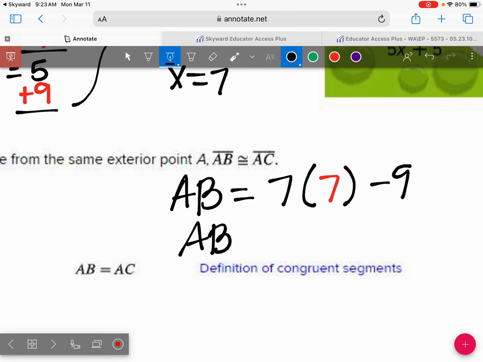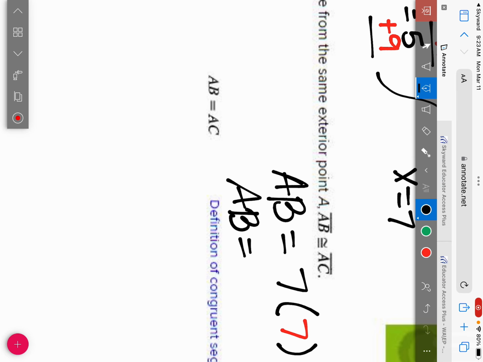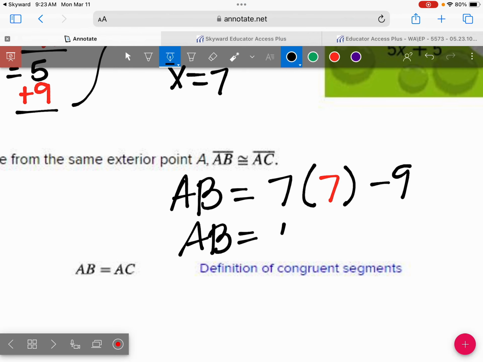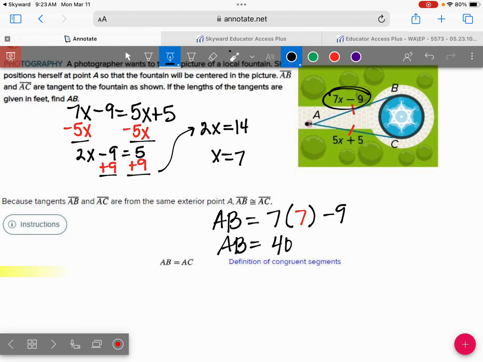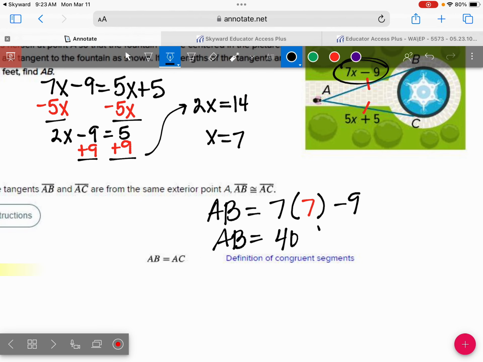And you should get that. Go ahead, type that in your calculator. Take 7 times 7 minus 9. And you should get 40. And I think this was in feet. So 40 feet is the length of AB.